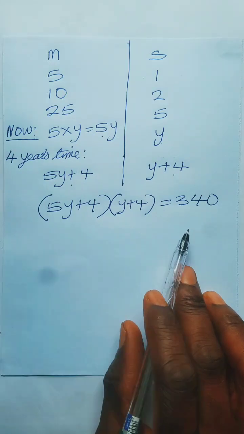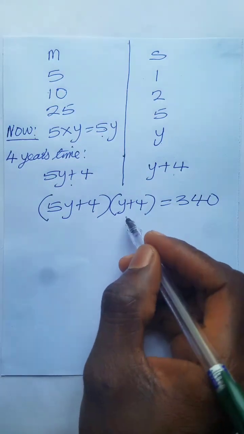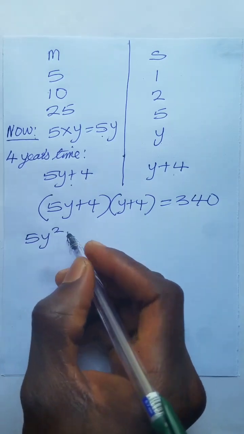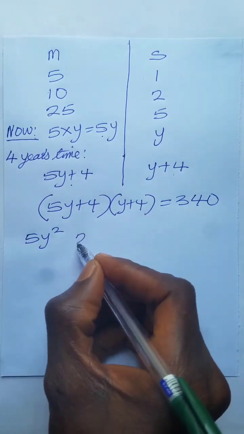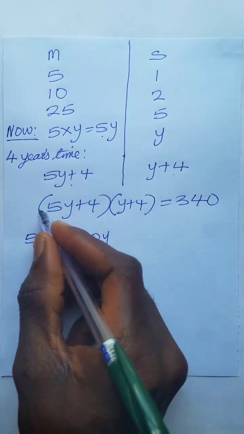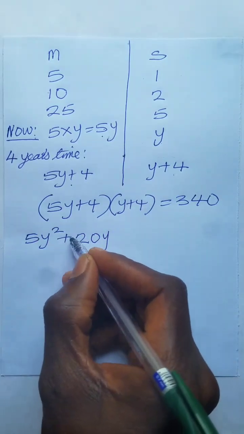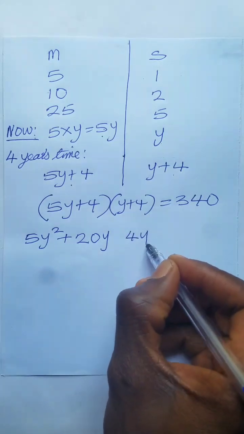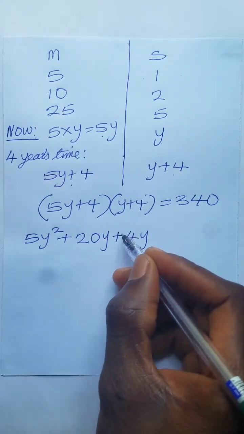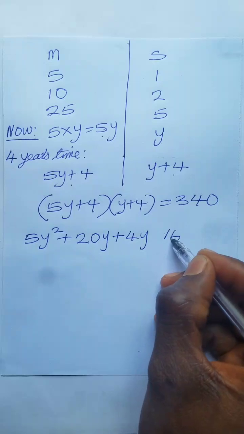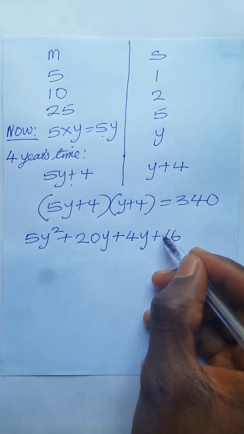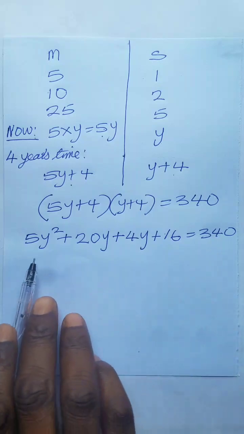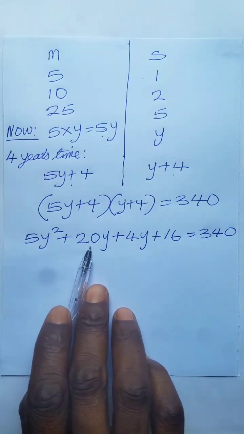So let's begin. 5y times y is going to be 5y squared. 5y times 4, that is 20y, plus times plus is plus. Now over to 4. 4 times y is 4y, plus times plus is plus. 4 times 4 is 16, plus times plus is plus. That's equal to 340. You can't add this to any guy, but we can add y to y.